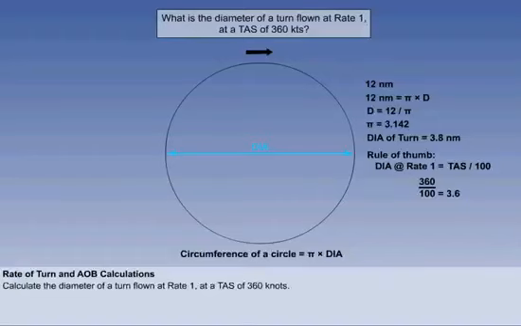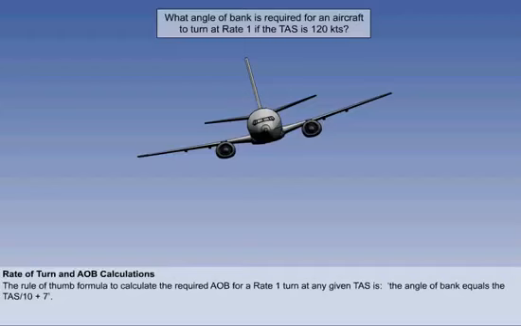Another rule of thumb formula, which has a very practical use, gives us the required angle of bank for a rate 1 turn at any given true airspeed. The rule of thumb formula is the angle of bank equals the true airspeed divided by 10 plus 7. So let's assume the true airspeed is 120 knots, and let's apply the rule of thumb formula. Angle of bank equals 120 divided by 10 plus 7, which is 19. 19 degrees is therefore the required angle of bank for a balanced rate 1 turn at 120 knots.